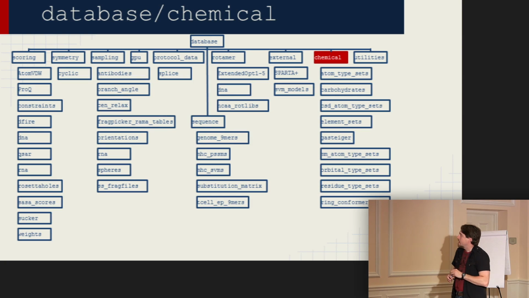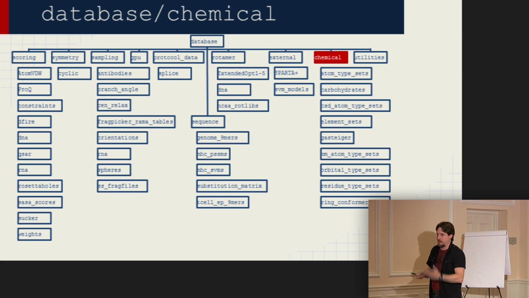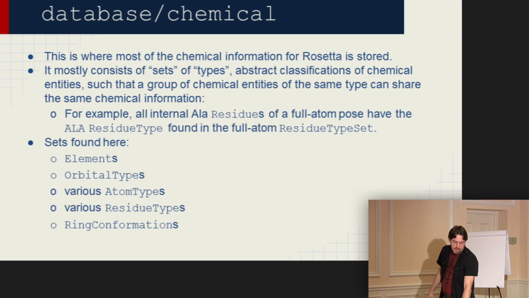So then chemical is a really huge folder. There's lots and lots of stuff in there. And it makes sense because the data of all the chemistry is really important for getting things to run properly. And you'll see you have a whole slew of subdirectories. This is where all the chemical information is stored. It consists mostly of what we call sets of types. And these are not C++ types. They're more of the philosophical version of types, or abstract classifications of chemical entities. I'll give an example in just a second.